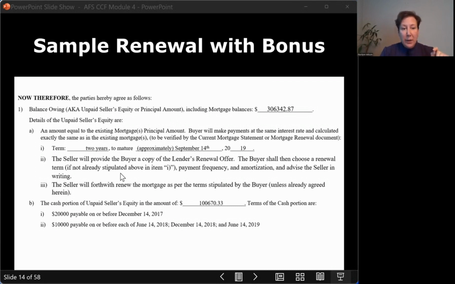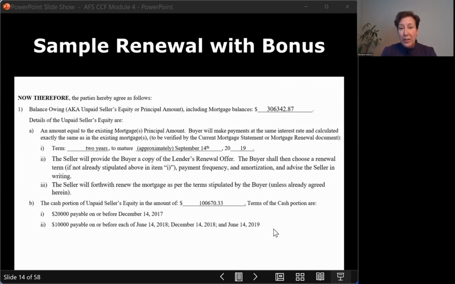The seller will provide the buyer a copy of the lender's renewal offer, and all that's the same. The cash portion of the seller's unpaid equity in the amount of $100,670.33. See, they left a lot in there. We got some huge mortgage pay down because of it. Terms of the cash portion are $20,000 payable on or before December 14th, 2017, $10,000 payable on or before each of June 14th, 2018, December 14th, 2018, and June 14th, 2019.